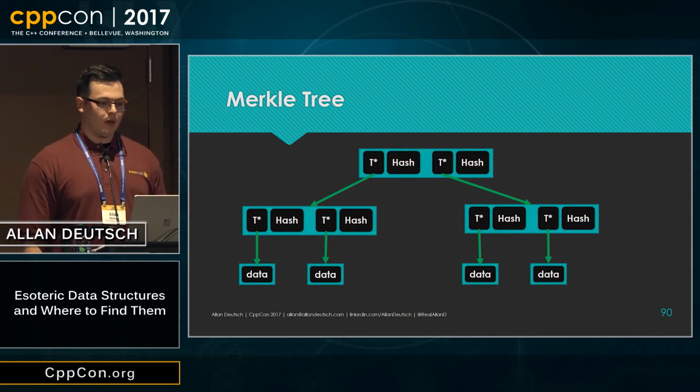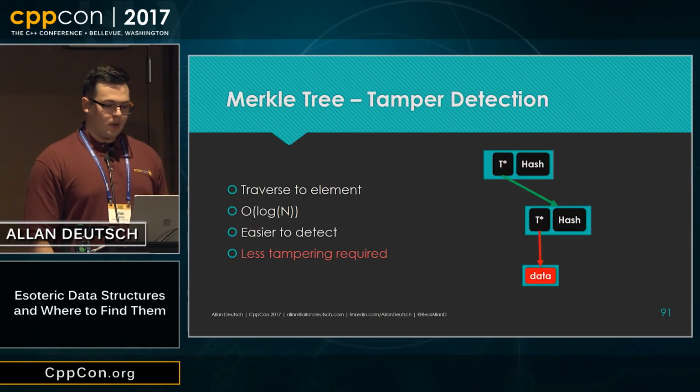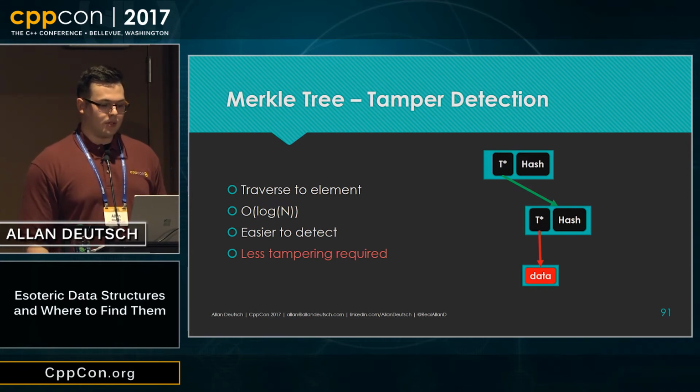At the top, you have a couple of hash pointers for the left and right side, and then each of those will also have hash pointers. And then down at the bottom, you have just the data. And so to detect tampering in a Merkle tree, you have to traverse to the element from the start of the tree, which is O(log n), since it's a tree.